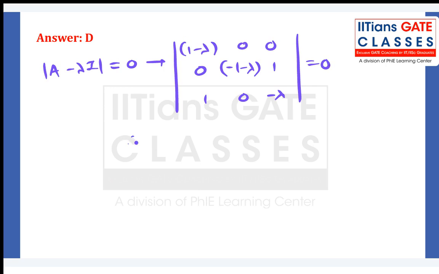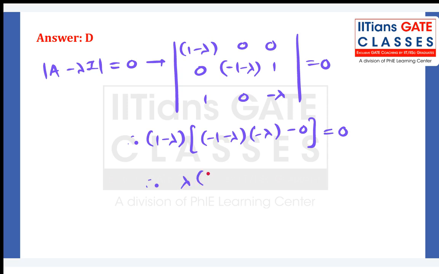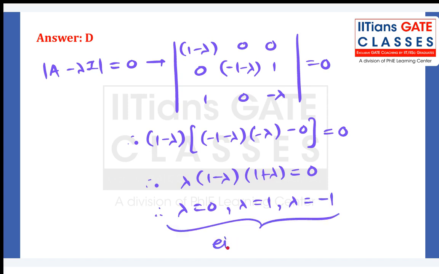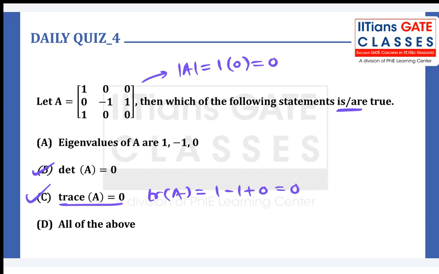So you just have to expand. Okay, so this is minus 1 minus lambda into minus lambda minus 0, and the other two terms are 0, so they don't appear here. So basically what do you have? You have lambda into 1 minus lambda, and you can take minus 1 common and put it on the RHS, still it will be 0. So therefore the eigenvalues are lambda 0, lambda 1, and lambda minus 1. Okay, so these are your eigenvalues of your matrix A. Okay, so 0, 1, minus 1. Yeah, so that's why the correct option should be option D, all of the above correct.